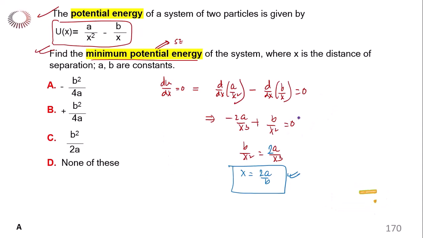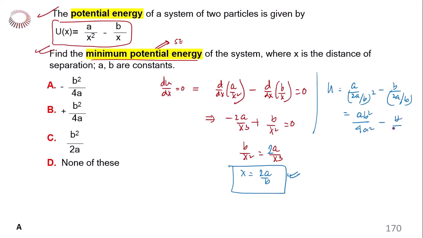Now we are asked to calculate what is the minimum value. So put the value of x equal to 2a by b in the potential energy equation. So what is the U? U should be equal to a by x square minus b by x. x means 2a by b. Okay. So a into b square by 4a square minus b square by 2a. We get b square by 4a minus b square by 2a, that is minus b square by 4a. That is the answer. Okay. So minus b square by 4a is the minimum of the potential.